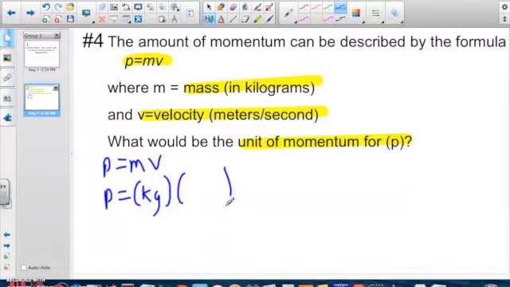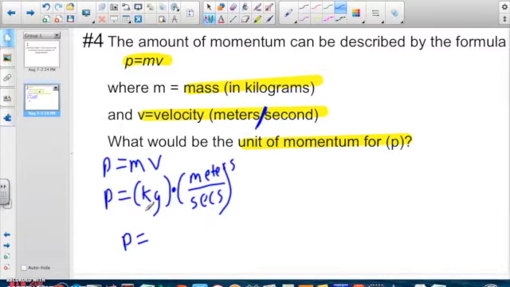Now it tells us the velocity is measured in meters per second. Notice that little dash there, that's going to be a division symbol. So that means that this is actually meters over seconds. We're dividing. Now, when we have two letters right beside each other with no symbol in between, we can go ahead and infer that that's a multiplication in between. So what we are asked to do is multiply kilograms times meters per second.